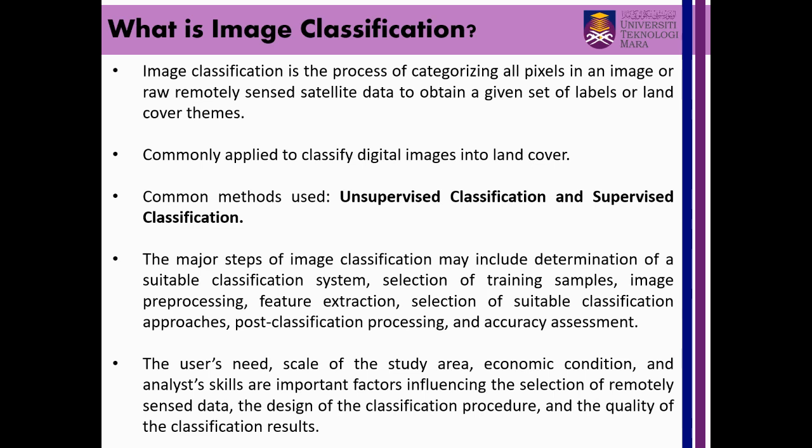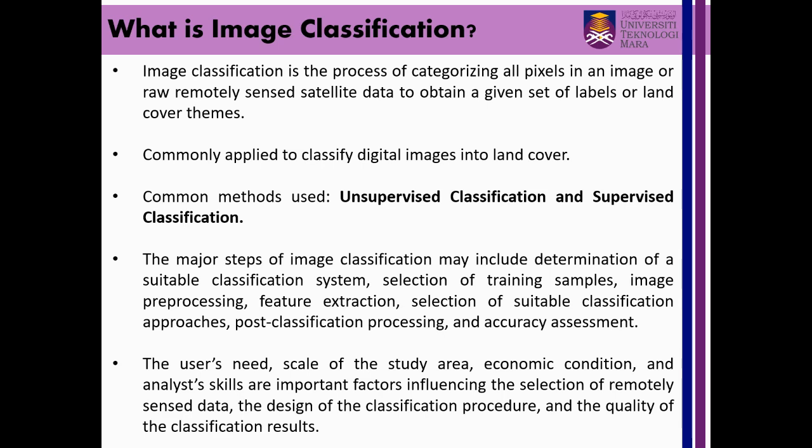Okay, so as we already know, a raster image is made up of several pixels, or sometimes we call it a grid. So what is image classification? Image classification is a process where we categorize or classify all the pixels in the raster image into specified classes. For example, for land cover classification, we sometimes have a vegetation class, water bodies class, barren land, and many more. So commonly, we apply it to classify digital images into land cover. Common methods used are unsupervised classification and supervised classification.